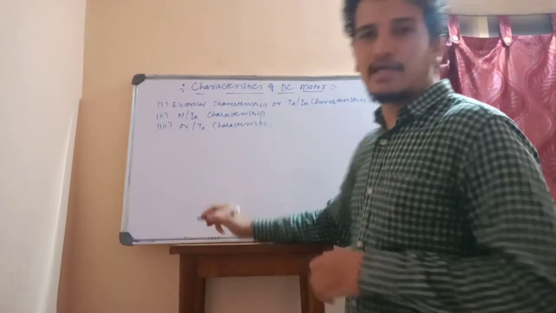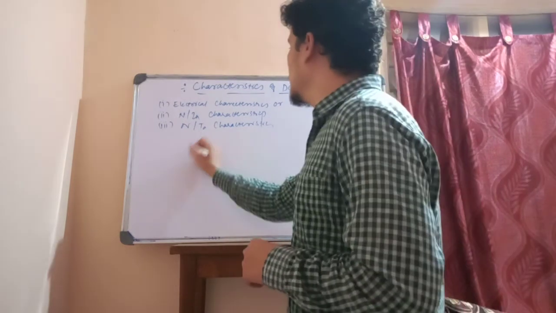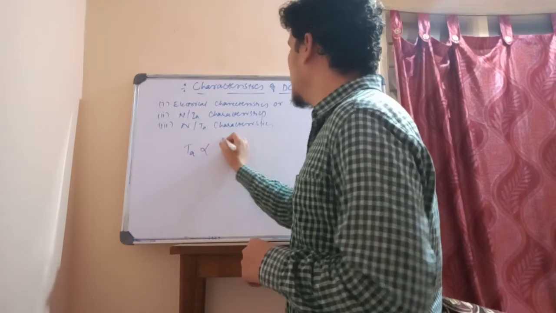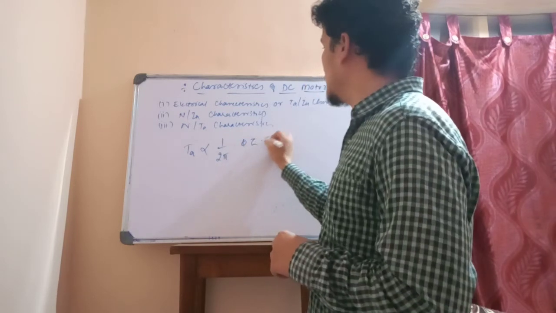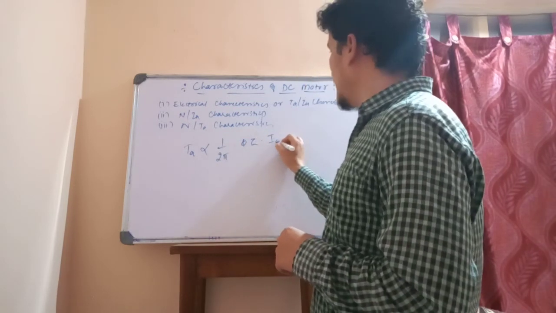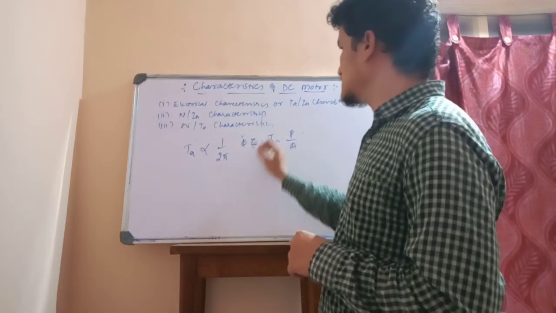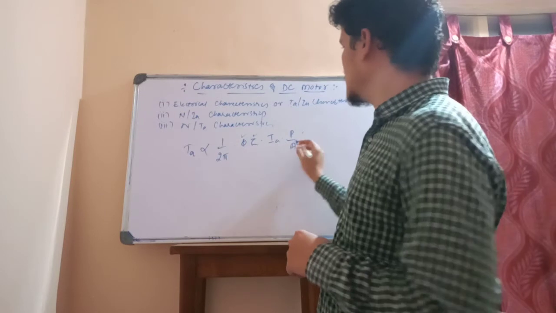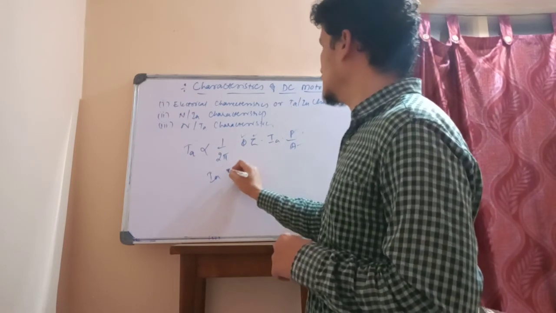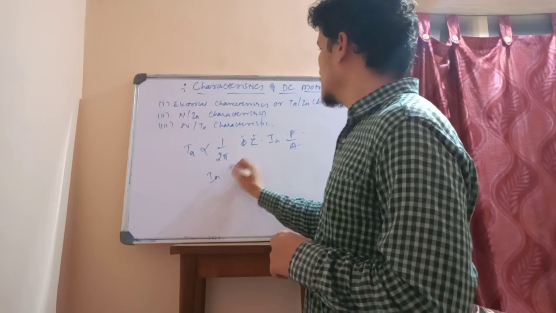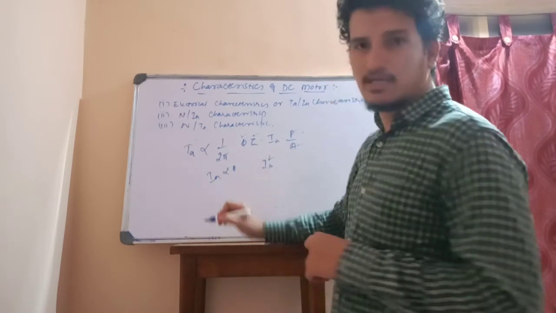Now, speed versus Ta characteristics, speed versus torque characteristics. How will it be? We know the torque equation: Ta is directly proportional to 1 by 2 pi into phi into Z into Ia into P by A. Phi is not a constant, Z is a constant in case of a series motor, P and A are constant, but Ia is directly proportional to phi, so Ta is directly proportional to Ia square.